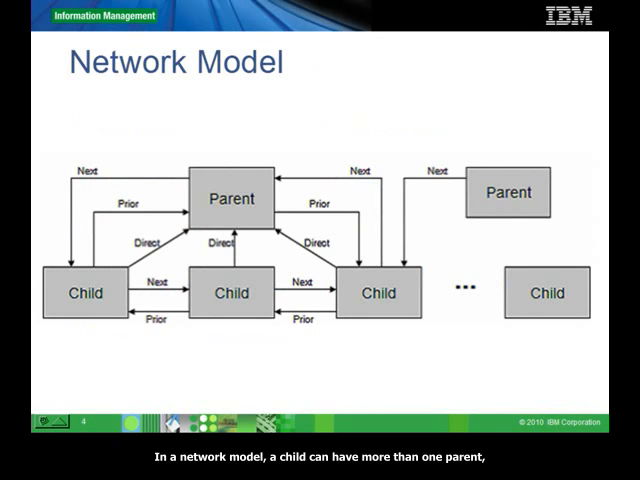In a network model, a child can have more than one parent, and each record type points to each other with next, prior, and direct pointers. The figure here shows the record types represented by rectangles in a CODASYL network. A collection of record types and keys form a CODASYL network or CODASYL database. To know more about this CODASYL database and network, refer to the DB2 Fundamentals book.